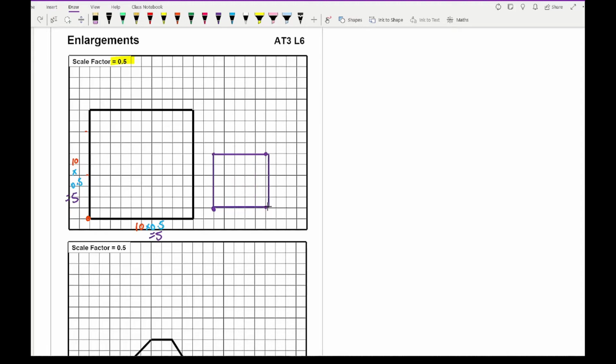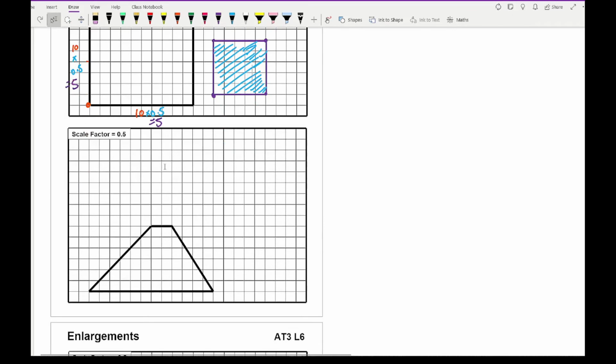So although it's still enlarging, we're actually making it smaller. It's a very common misconception that when we think "enlargement", you're always making a shape bigger because it's got the word "large" in it. Not always the case. And there is my image that's been scale factored at 0.5.